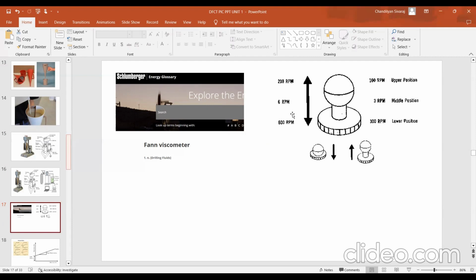Now here it is, when you lift it up, you get the readings for 200, 6, and 600 RPM. Okay. Now let's switch to the content to understand the technicalities.